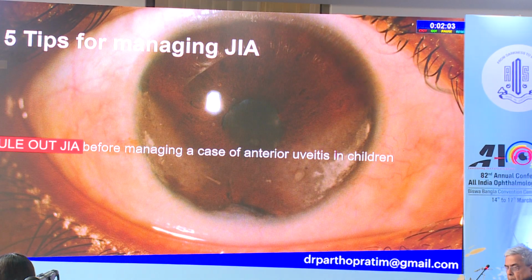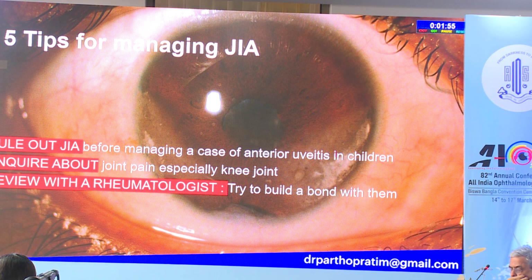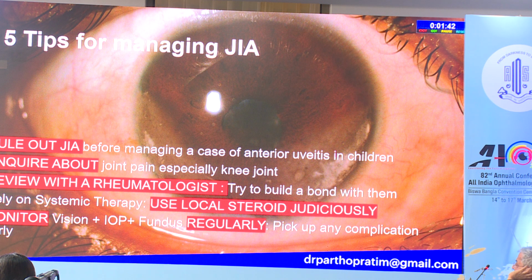So what are the tips? In any case of anterior uveitis in children, you have to take the history about joint pain, and you have to send the patient to rheumatologists to build a bond with them and keep treating these children for a longer time. You have to rely on systemic therapy. You have to start the patient on immunosuppressives and various other treatments. And one most important thing, not only for the JIA patient but for every patient of anterior uveitis, you have to check the intraocular pressure regularly.